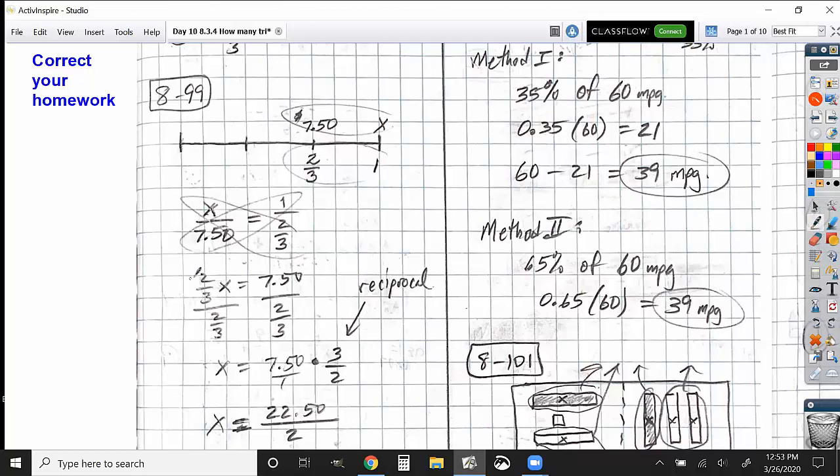From here, you could do a big giant 1. See the giant 1 right here? And then 750 divided by 2/3, which is the same as 750 times the reciprocal, 3/2.